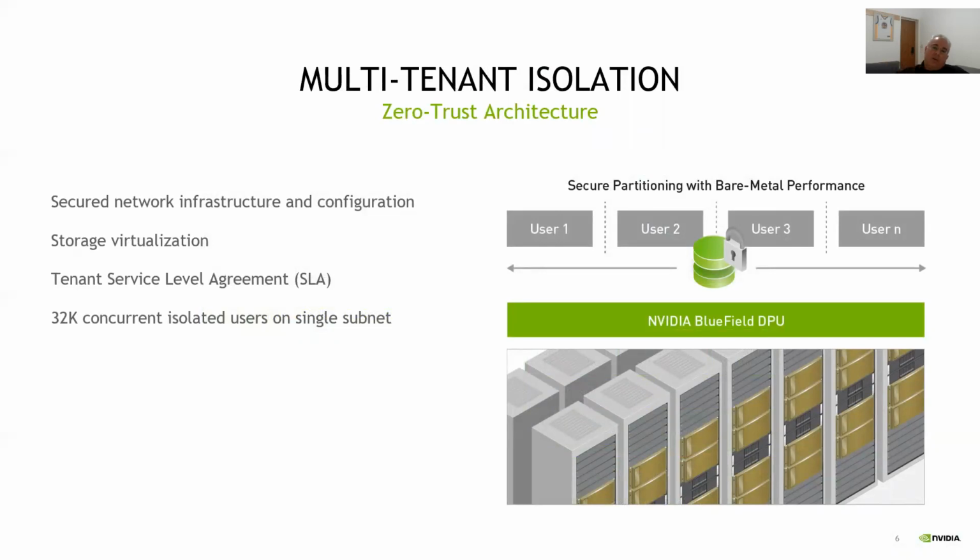And this is what the DPU enables us to do with moving or migrating the infrastructure management to run on the DPU. It enables us to move toward a zero trust architecture in supercomputing, to provide SLAs. On an InfiniBand supercomputer, we can support more than 32,000 concurrent isolated users on a single subnet, supporting more users in a more secured way.